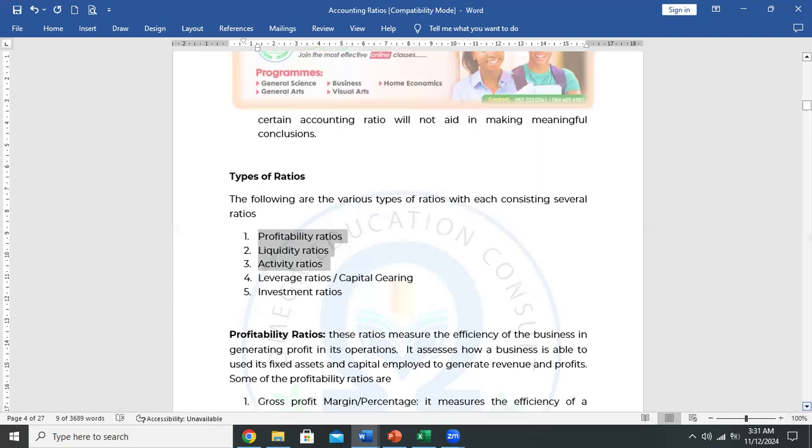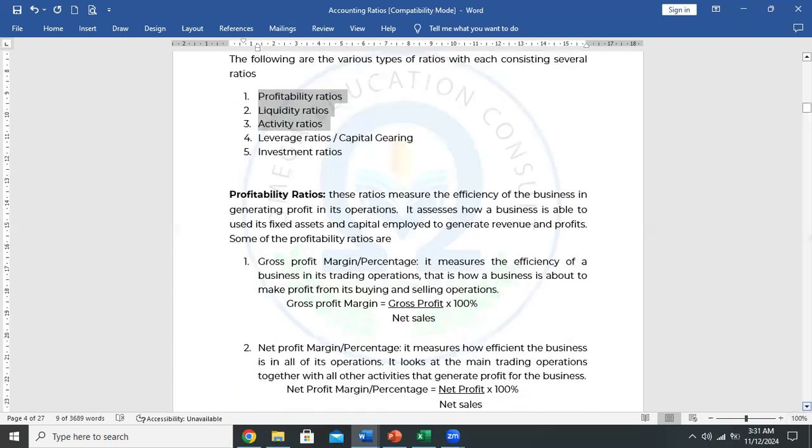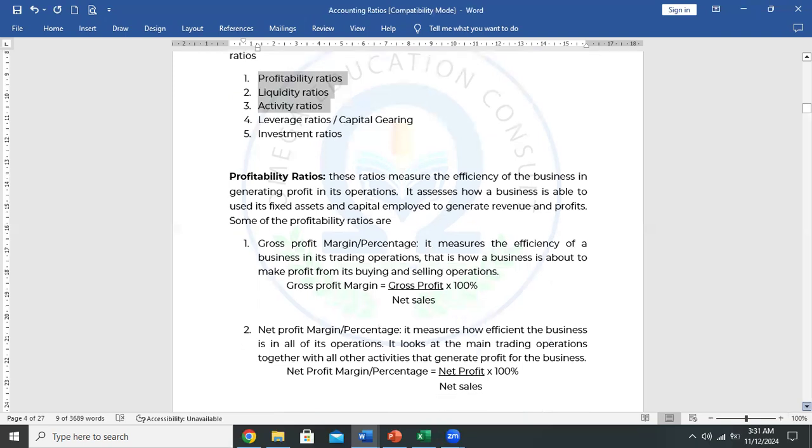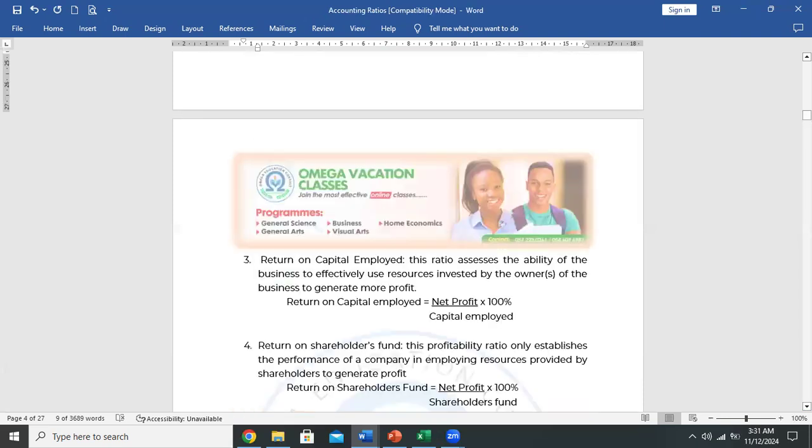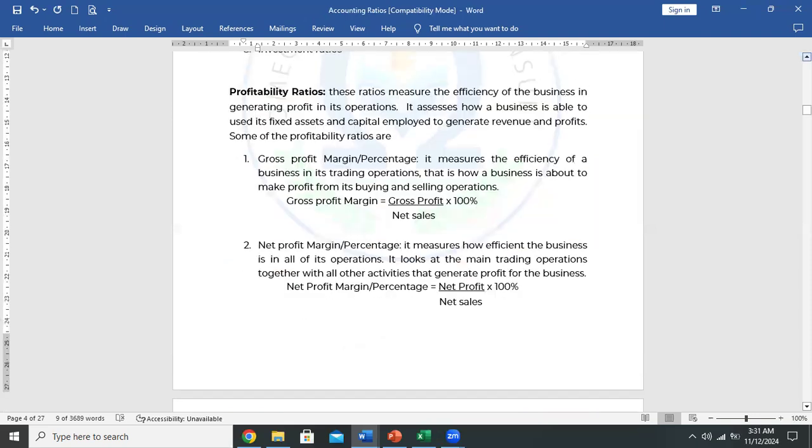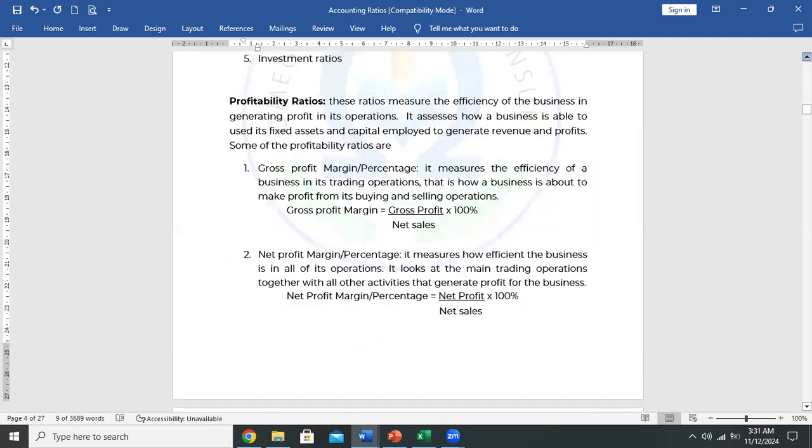Now, there are several ratios that could be calculated under the profitability ratios, but for my dear professors, we'll pay attention to four of them. So let's pick the first one. The first ratio under the profitability ratio is the gross profit margin or percentage. This ratio measures the efficiency of the business in its trading operations.